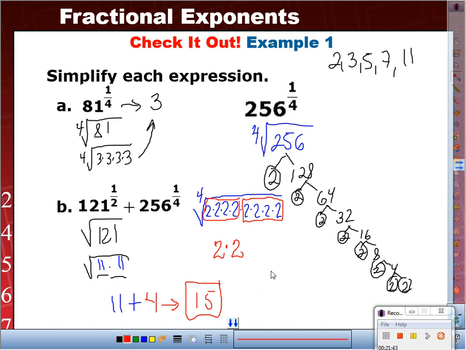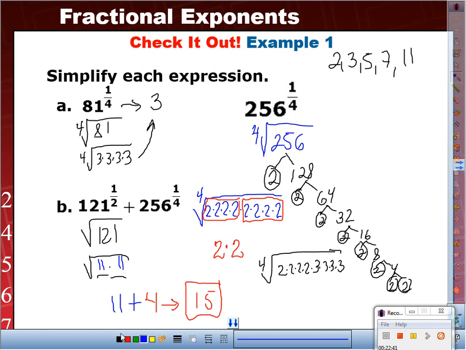Okay. Now, like a side question, here we go. What if I had this? 4th root of 2 times 2 times 2 times 2 times 3 times 3 times 3 times 3. Think about it. What would that simplify to? Don't say it out loud. Take it to yourself.